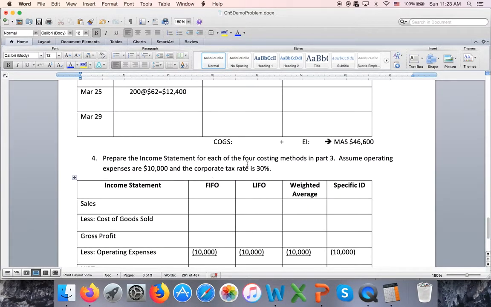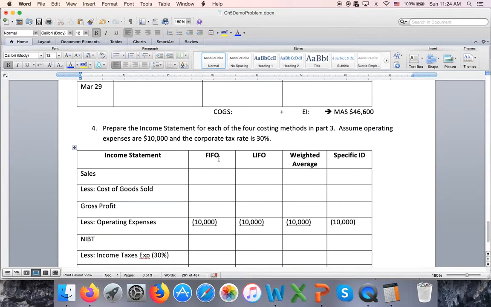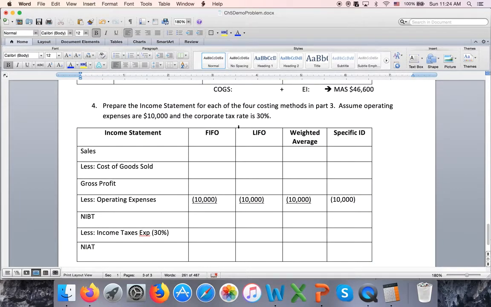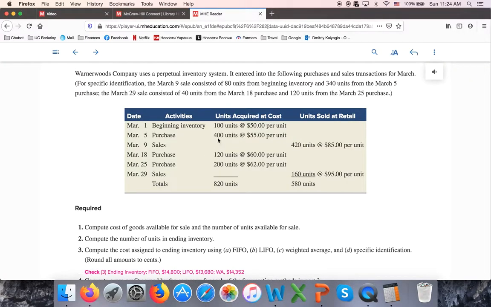Prepare the income statement for each of the four costing methods in part 3. Assume expenses are 10,000 and the corporate tax rate is 30%. So sales, how do I calculate sales? I just simply take right here, I use the price. So I take 420 units multiplied by $85. That's my selling price. Plus 160 at $95.